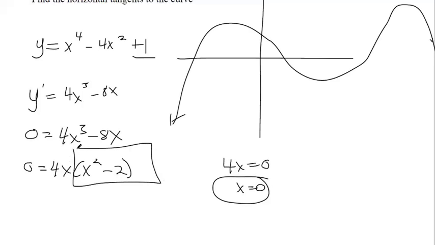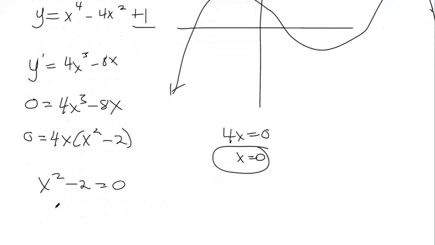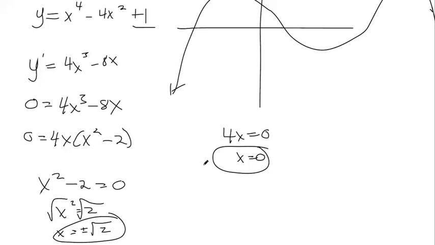And if I take this factored piece and set it equal to 0, I'm going to get x squared minus 2 equals 0. Add 2 to both sides. Take the square root of both sides, and when you take a square root to cancel out a squared, you've got to consider the positive and negative of the answers. So there's 3 horizontal tangents: at x equals 0, at x equals positive square root of 2, and at x equals negative square root of 2.